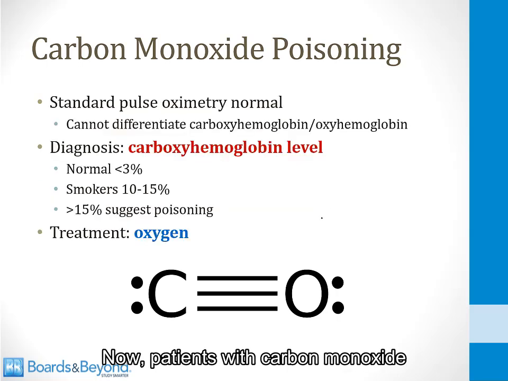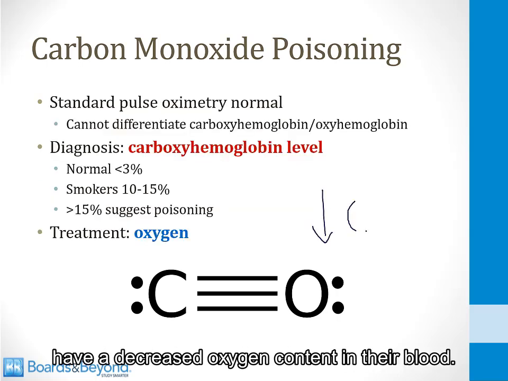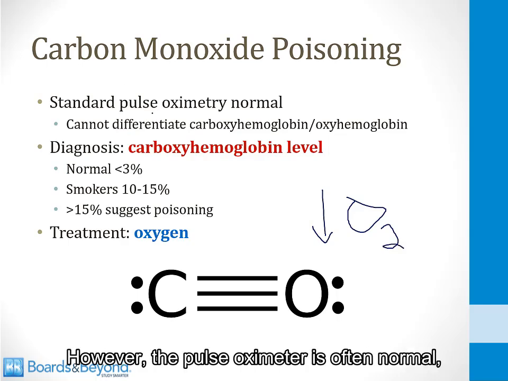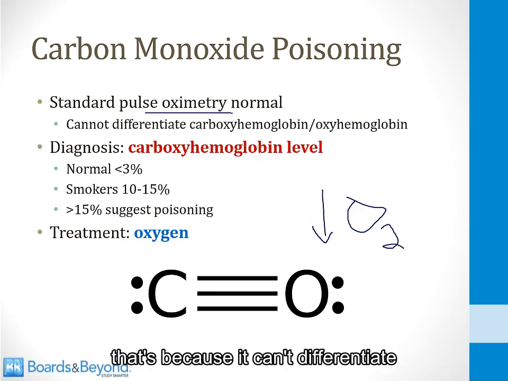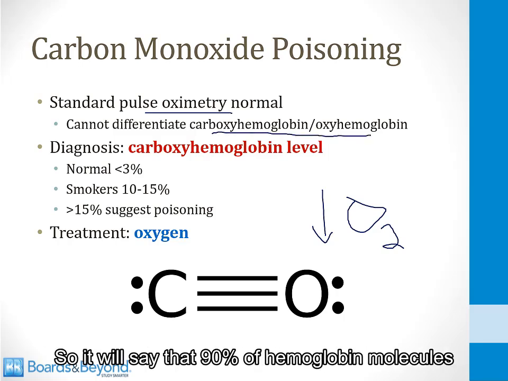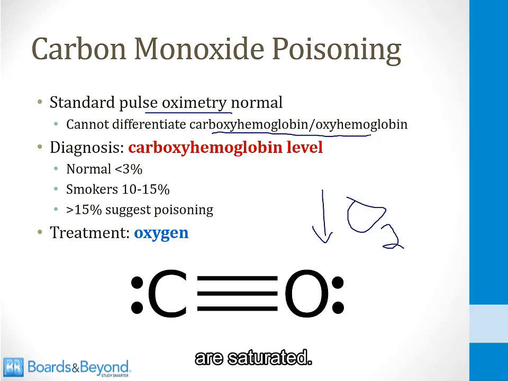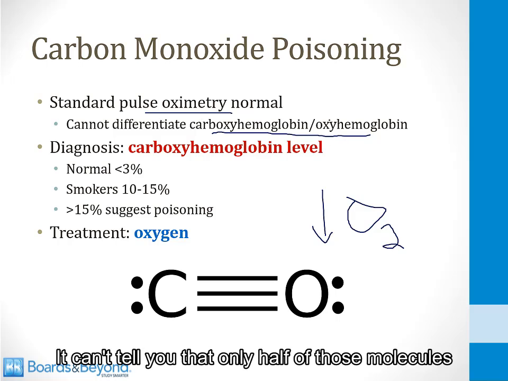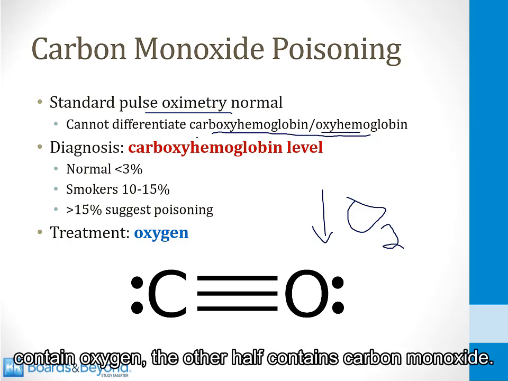Now, patients with carbon monoxide have a decreased oxygen content in their blood. However, the pulse oximeter is often normal. That's because it can't differentiate between carboxyhemoglobin and oxyhemoglobin. So it will say that 90% of hemoglobin molecules are saturated. It can't tell you that only half of those molecules contain oxygen, the other half contains carbon monoxide.